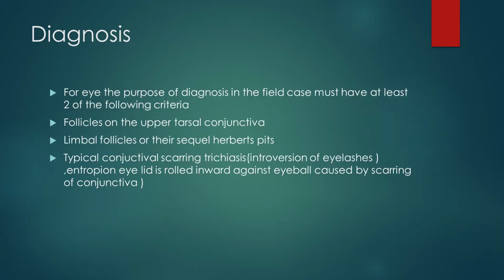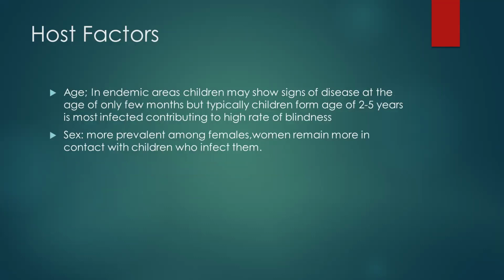For the eye, for the purpose of diagnosis in a field case, there must be at least two of the following criteria: follicles on the upper tarsal conjunctiva, limbal follicles or their sequel Herbert pits, which I told you form at the corneoscleral junction, and typical conjunctival scarring, trichiasis, introversion of eyelashes, entropion, in which the eyelid is rolled inward against the eyeball, caused by scarring of the conjunctiva.